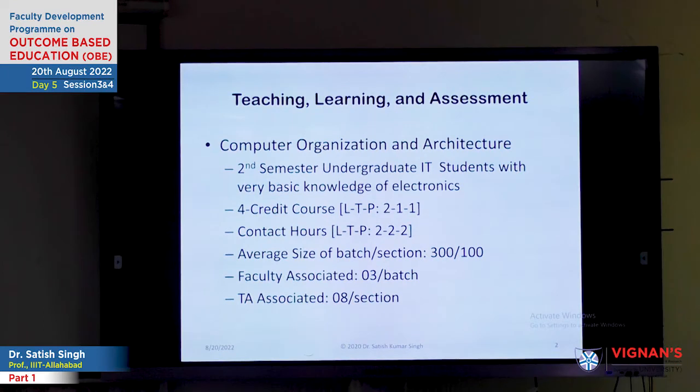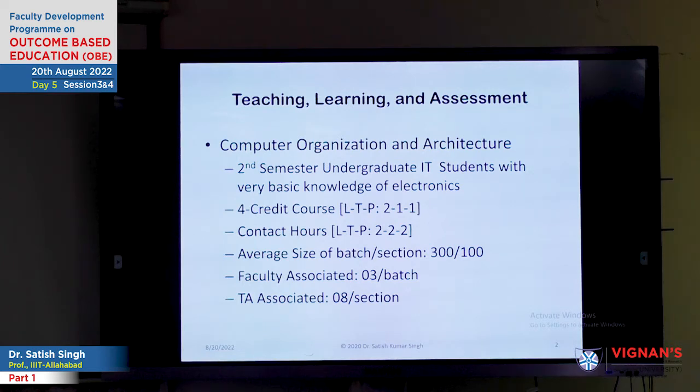25 students. And every section is having around 100, 107 students. So we divide all these 300 plus students into 3 sections equally. Total 3 faculty members are associated per batch.